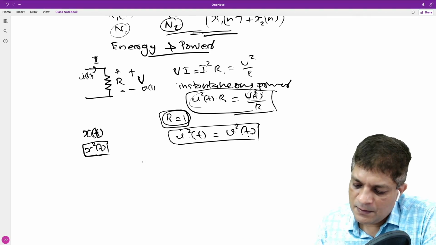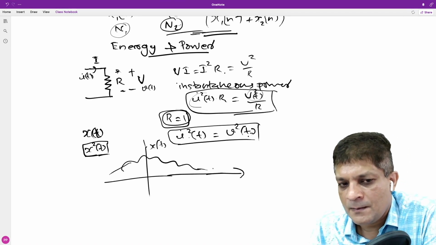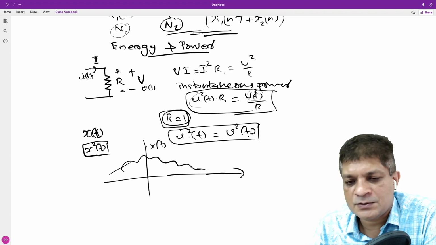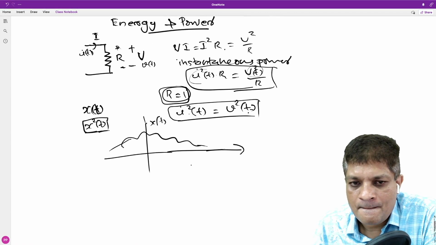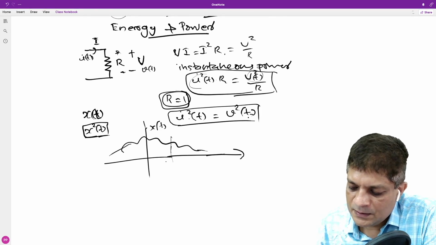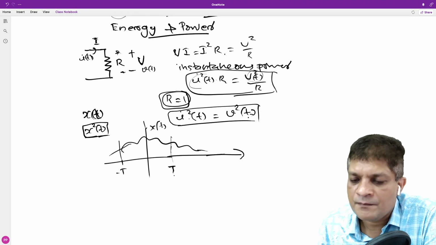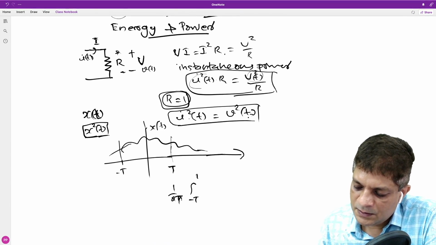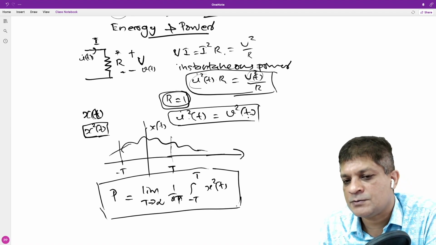Now what is the average power of the signal? Let's say this is a signal x(t). Since x(t) is a function of time, it is varying with respect to time, so how to find the average power of that signal? We have to average across time, isn't it? If we consider, let's say, the interval minus T to T, the average power in this interval is 1 upon 2T integral from minus T to T of x square(t) dt. Now the average power of this signal is the limit as T tends to infinity of this one, isn't it? This is the time average power.